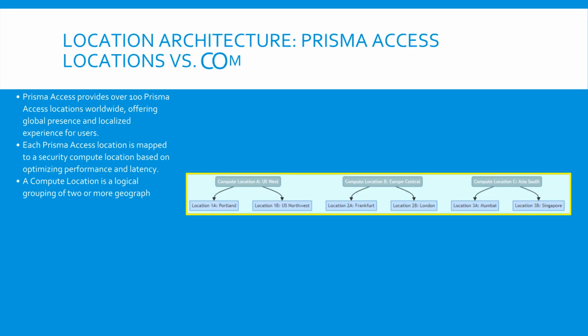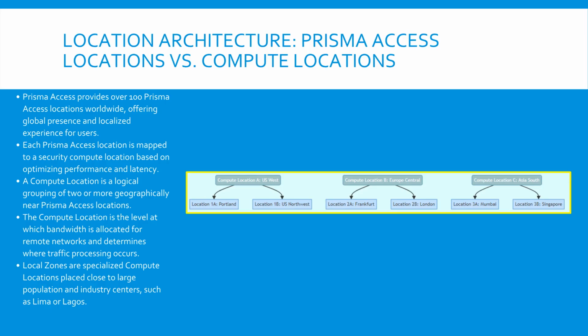The global reach of Prisma Access is one of its major strengths, offering a local experience in over 100 locations worldwide. To manage this scale and ensure efficient resource allocation, Prisma Access uses a concept called compute locations. A Prisma Access location is simply a physical point of presence where users connect, ensuring their experience is tailored to their locale. Crucially, every single Prisma Access location is mapped to a larger security compute location or region.